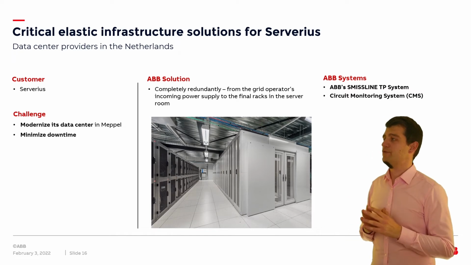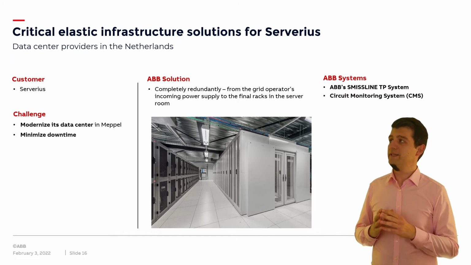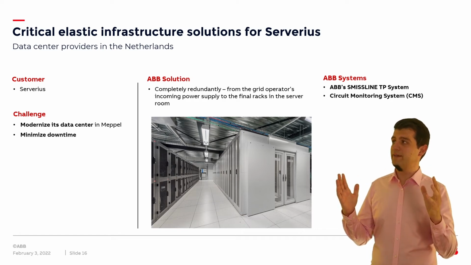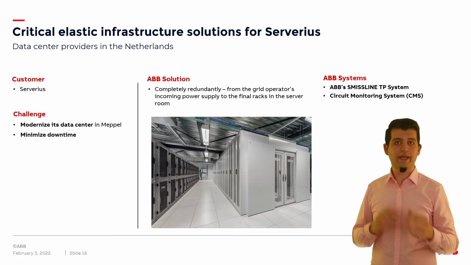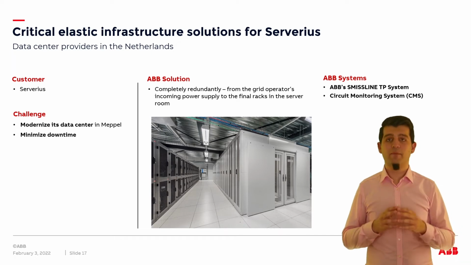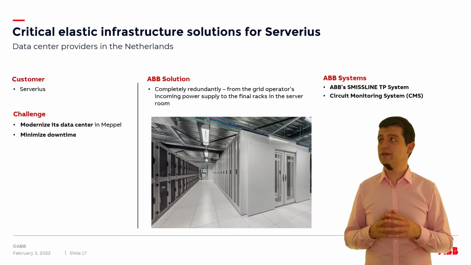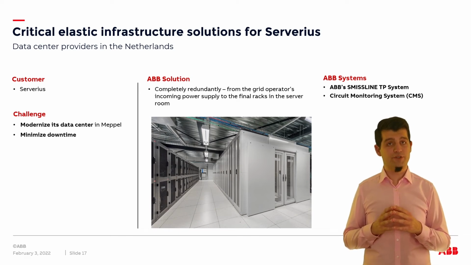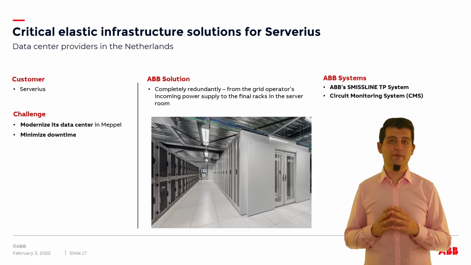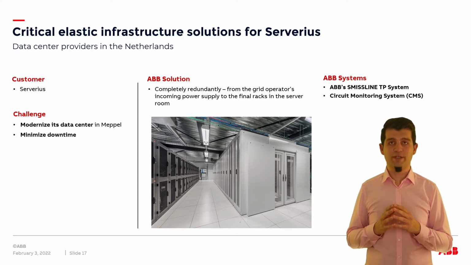The ABB solution for that was completely redundant from the grid operator's incoming power supply to the final racks in the server room, so building everything completely redundant. And the ABB system was actually out of Smartline TouchProof, the world's first touch-safe busbar system, which is another critical element of the Siberius modernization.